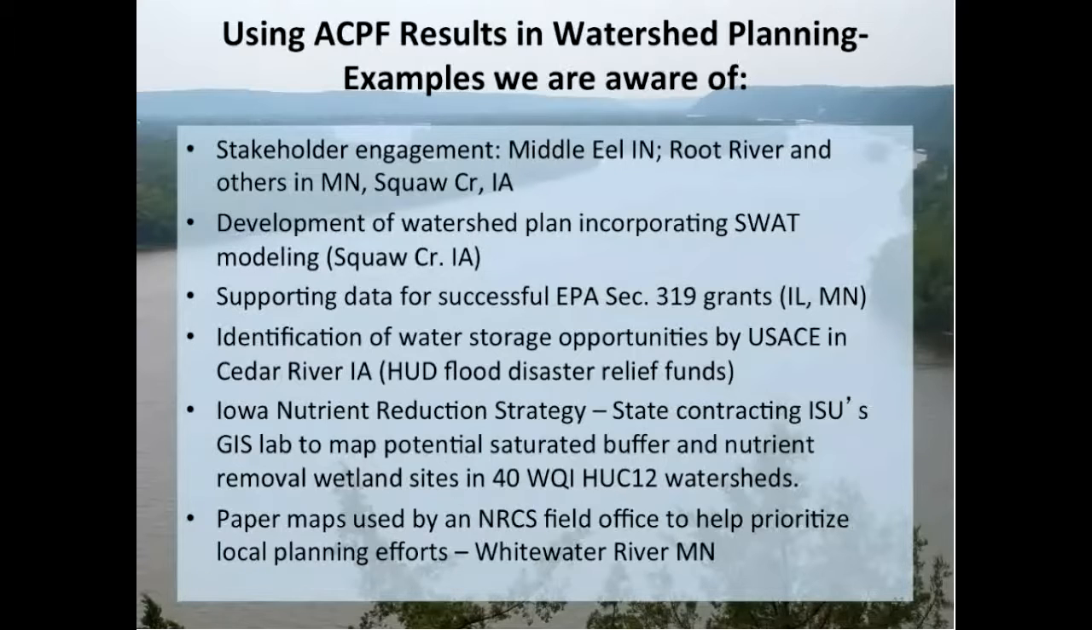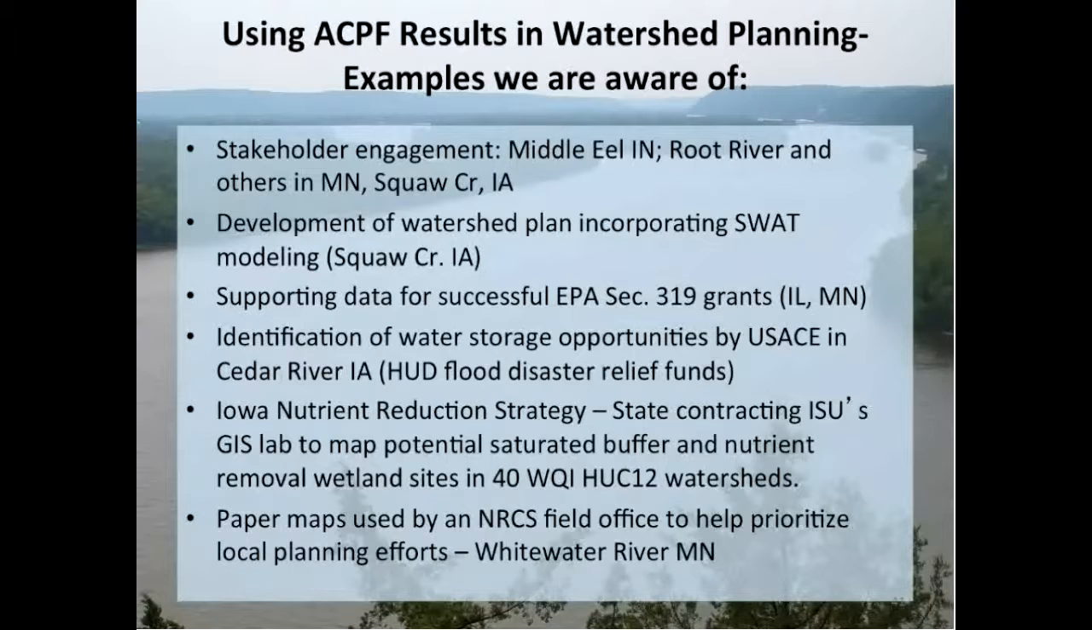It's being used as part of the implementation of the Iowa Nutrient Reduction Strategy. We've got a series of water quality initiative watersheds. There's 40 of them involved, and the state is contracting with Iowa State's GIS facility to map out sites for saturated buffers and nutrient reduction wetlands, and then we'll be providing this information to watershed planners who have been hired to work with producers in those areas.